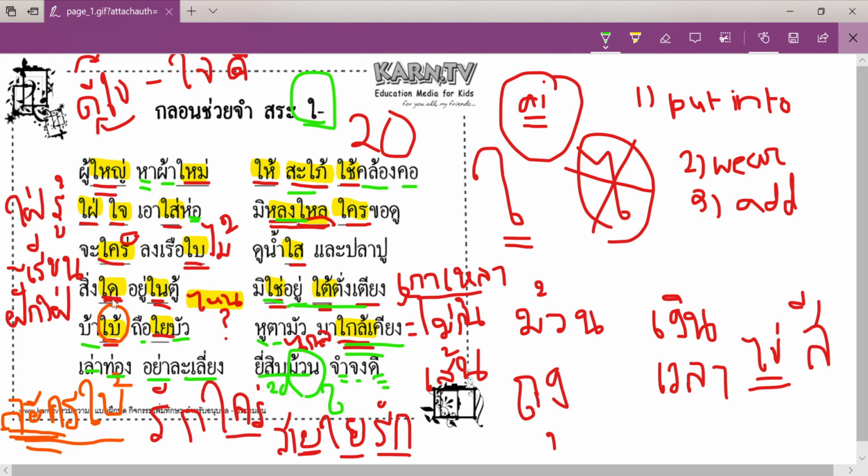I feel that ใด sounds more ancient. It sounds more like poetry. Personally, I think ไหน we use more often in our daily life. We will say ไปที่ไหน, คุณจะไปไหน, like where are you going. ห้องน้ำอยู่ที่ไหน, where's the toilet?